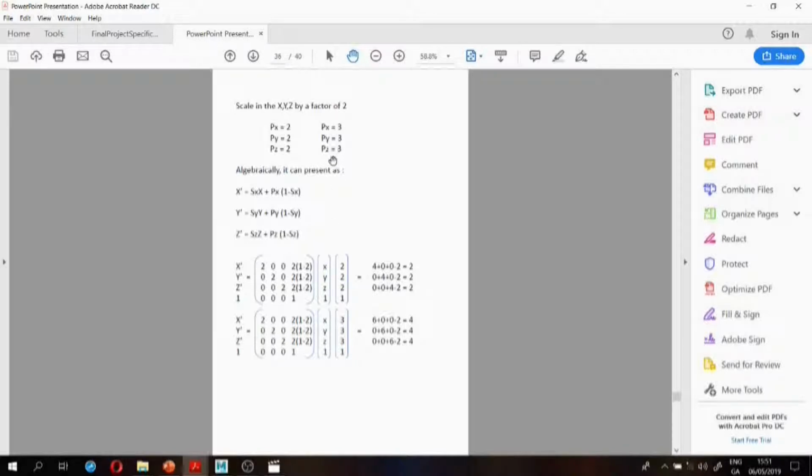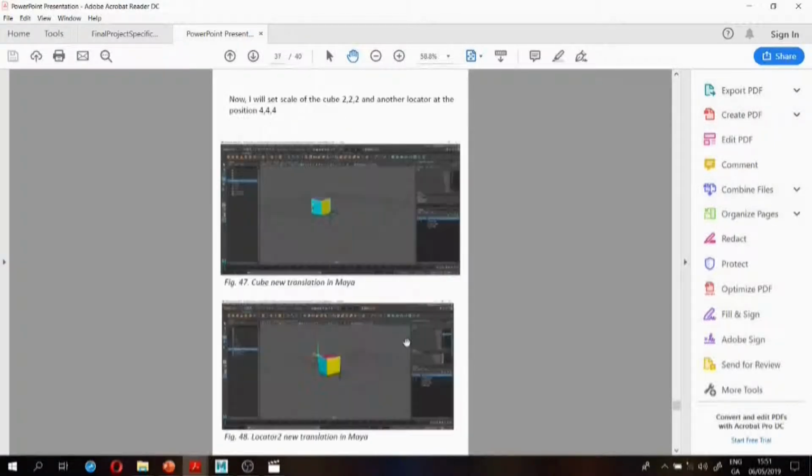Now for doing it by 3, you will get 2 multiplied by 3 is equal to 6, 0 multiplied by 0 is equal to 0, 0 multiplied by 0 is equal to 0, and then minus 2 multiplied by 1 is equal to minus 2, so 6 minus 2 will be 4. Same goes for y, and then z.